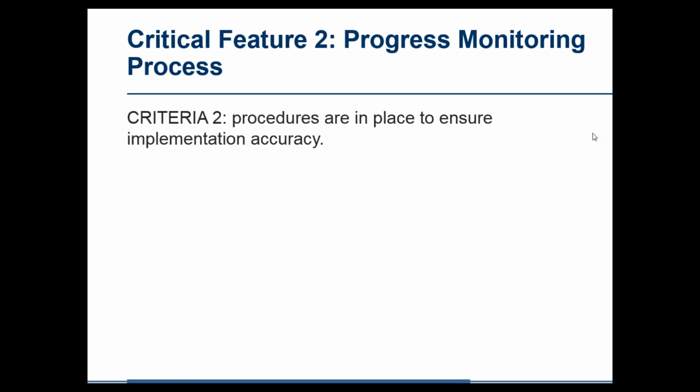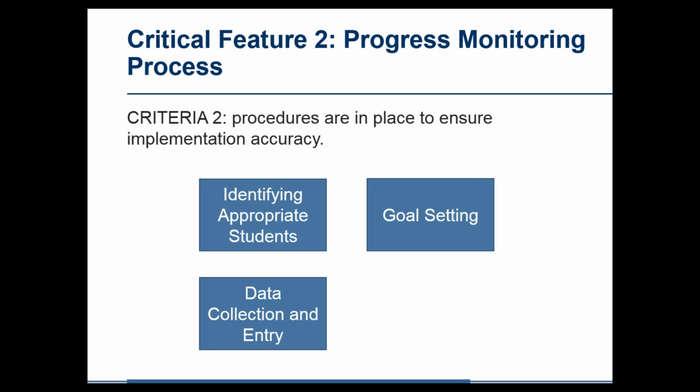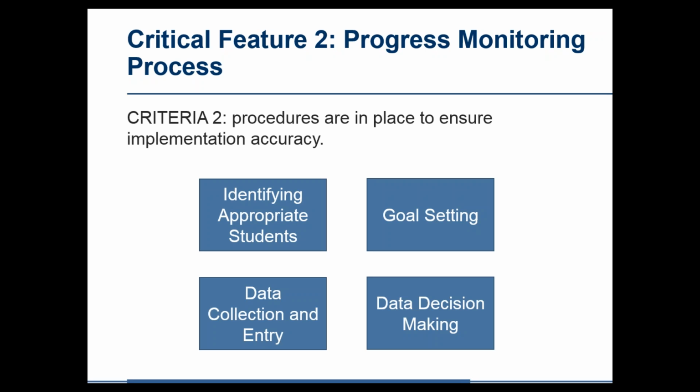Criteria 2 of the progress monitoring process requires procedures to be in place to ensure implementation accuracy, also known as fidelity of implementation. What progress monitoring processes do teams need to have fidelity to? In order for a school to ensure implementation accuracy of the progress monitoring process, they must have clearly written procedures for identifying students in need of progress monitoring, setting goals, collecting data, and making decisions using ongoing processes. By putting procedures in writing, schools can monitor the accuracy of implementation of each process.